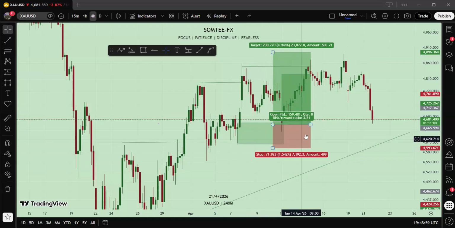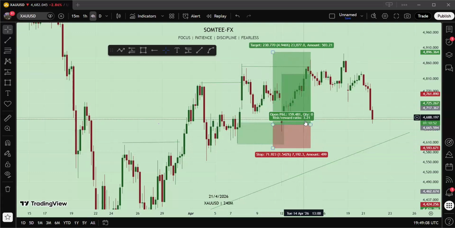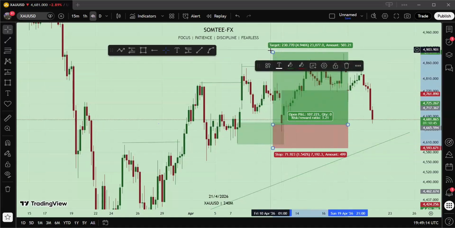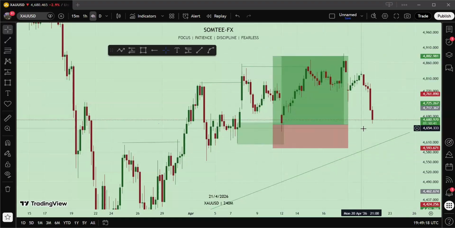Immediately beneath the next one beneath that particular one again, your other block or your demand zone, whatever you want to call it. So you target the next highs, you target it. That's how you make your money.